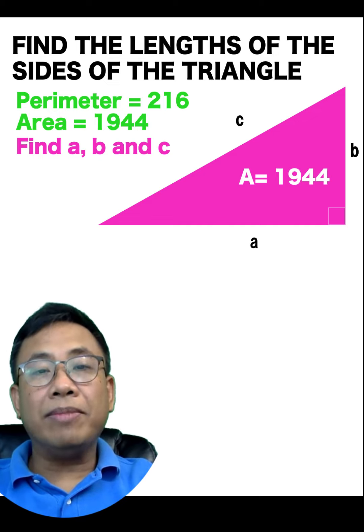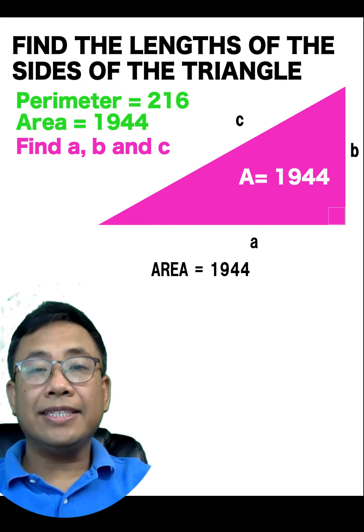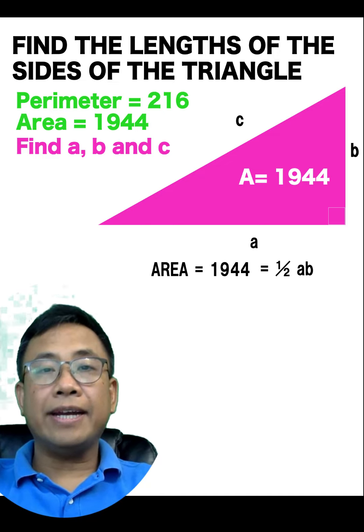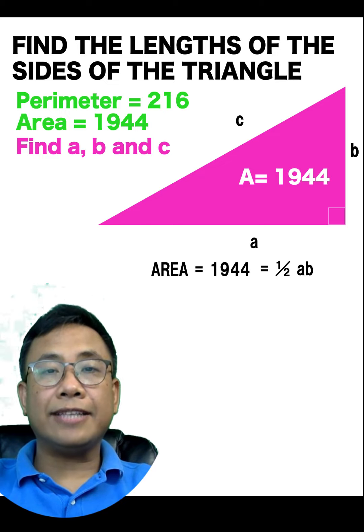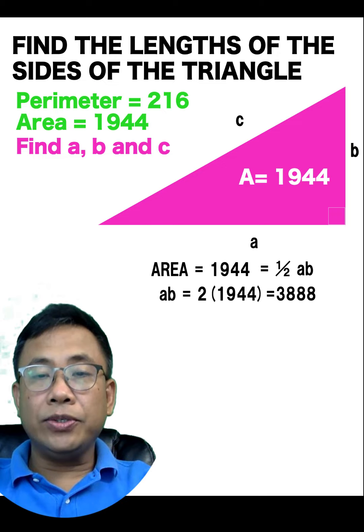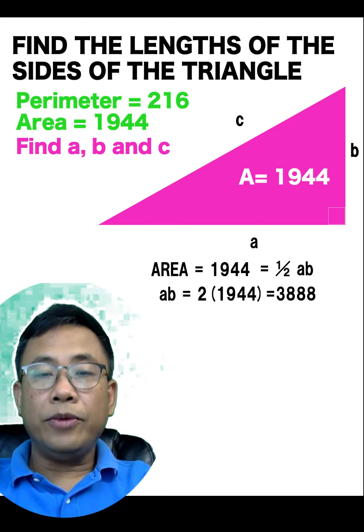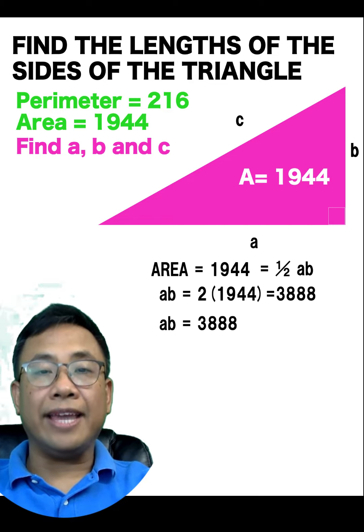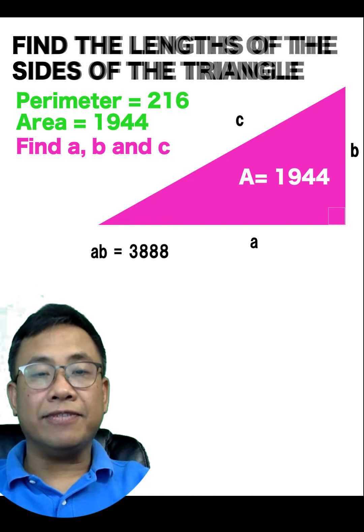Now let's solve this problem together. It is given that the area is 1,944 square units. And since the formula for the area of a triangle is 1/2 base times height, we now form this equation. Multiplying both sides by 2 to solve for AB, we find that AB is equal to 3,888 square units. Let's remember this value.